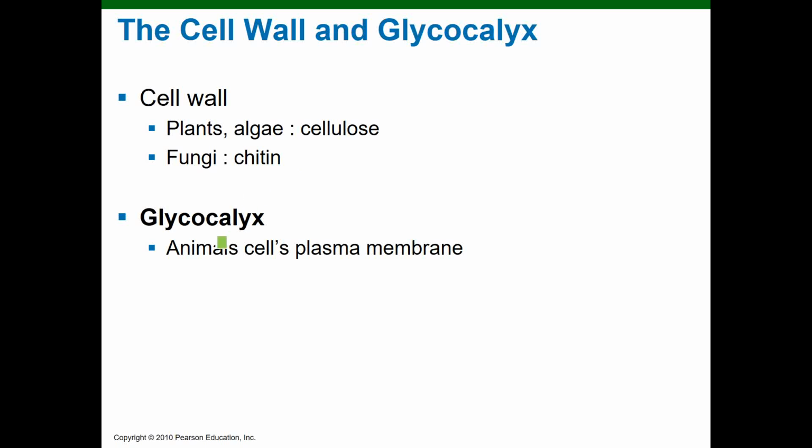Some animal cells can also secrete a glycocalyx, and in bacteria, the glycocalyx can be formed into a capsule that protects them from your immune system. And some animal cells that are unicellular can form a glycocalyx to help them adhere to different surfaces.